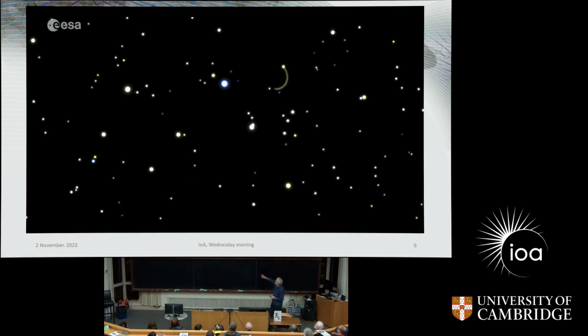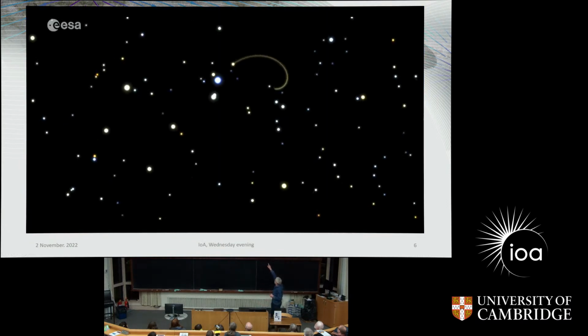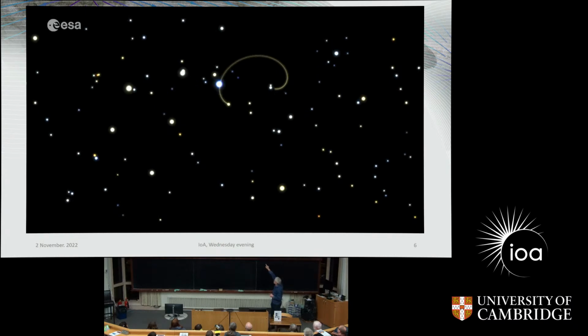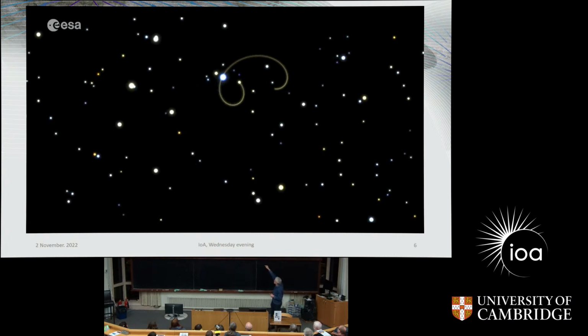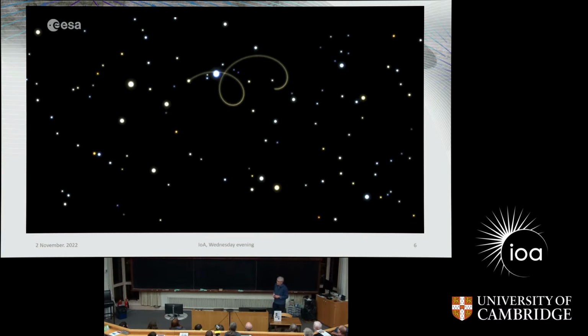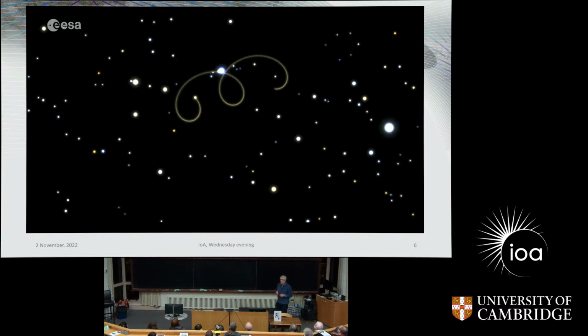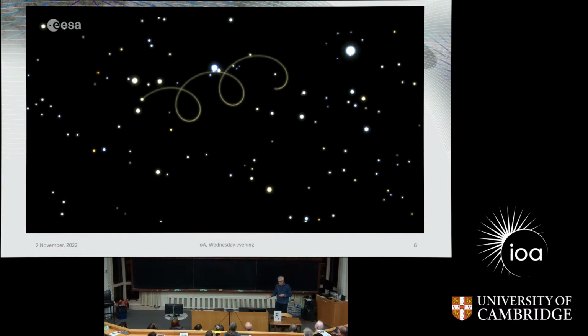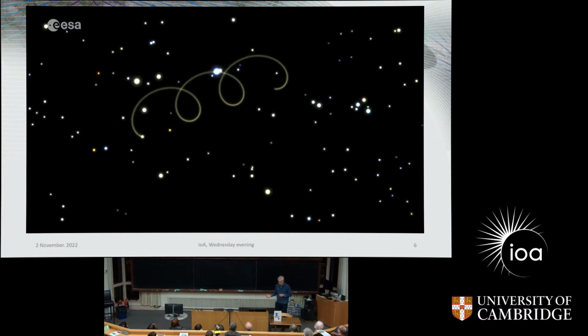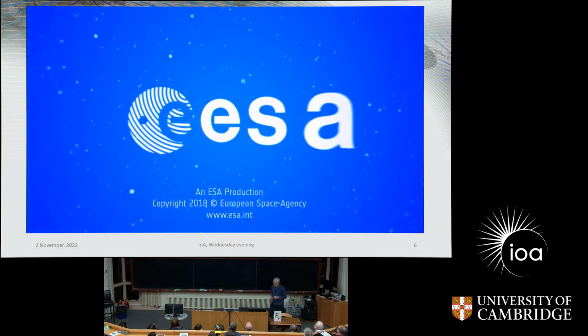So if you see the curly thing there, the curls are from the parallax, and the movement down is from the proper motion. And you see all the stars are moving around. This is much exaggerated from what's happening in real life. Yeah, in real life, these motions are all very, very much smaller. You want me to show it again?